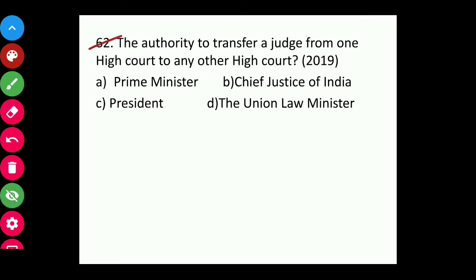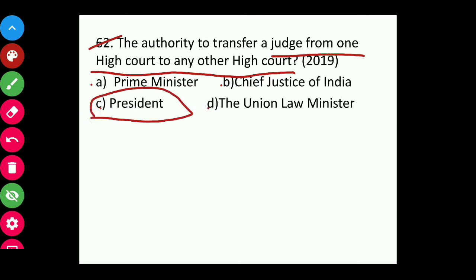The authority to transfer a judge from one high court to any other high court: A. Prime Minister, B. Chief Justice of India, C. President, D. the Union Law Minister. So the answer is C. The President has the power to transfer a judge from one high court to another high court.